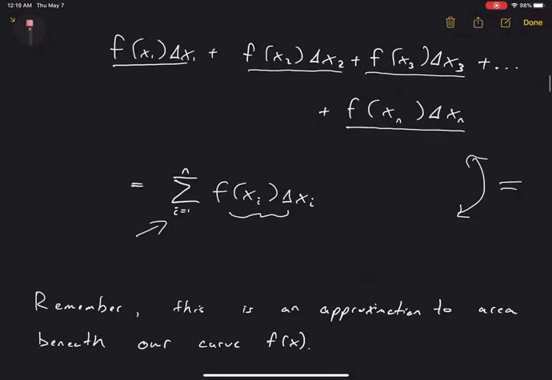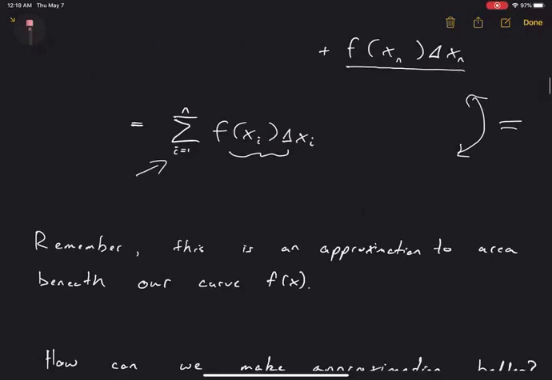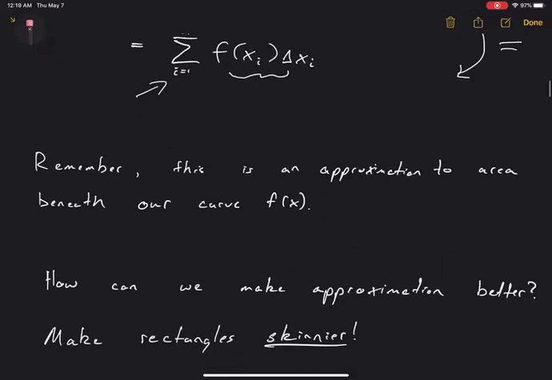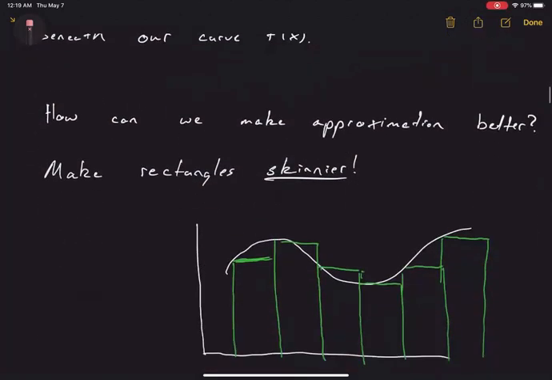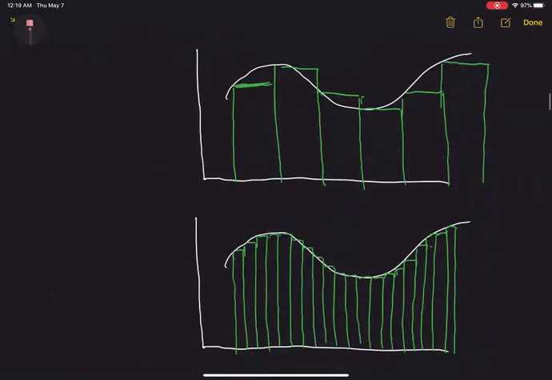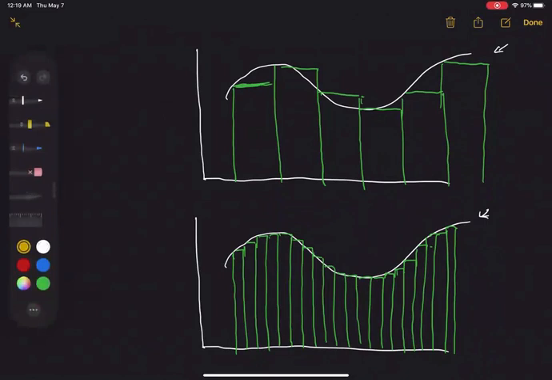Now remember, this is just an approximation to our area right now. The question is, how can we make this approximation better? Well, maybe you've already noticed, but the skinnier I make my rectangles, the better my approximation is. So these white curves are the exact same. I just copied and pasted this. Let's look at these two cases. In the top case, I have really fat rectangles, so there's some error in my approximation. I'll highlight the error with this yellow highlighter. This is all error in my approximation.